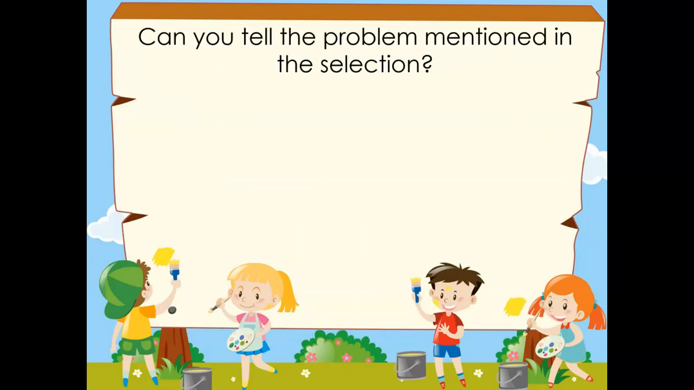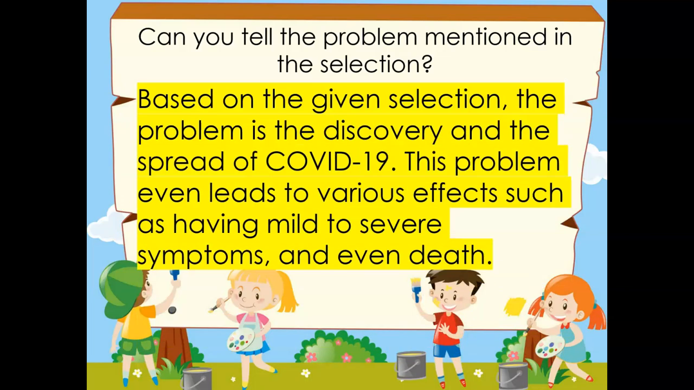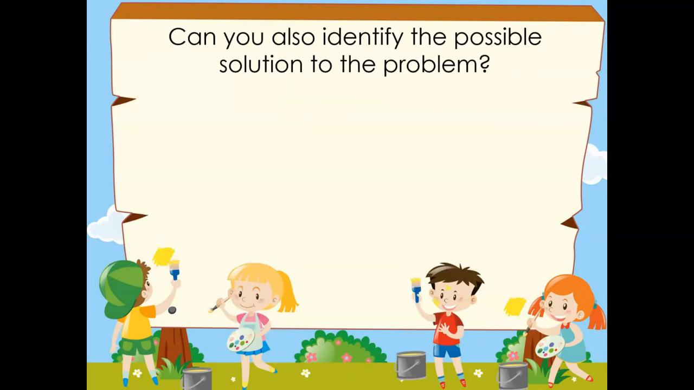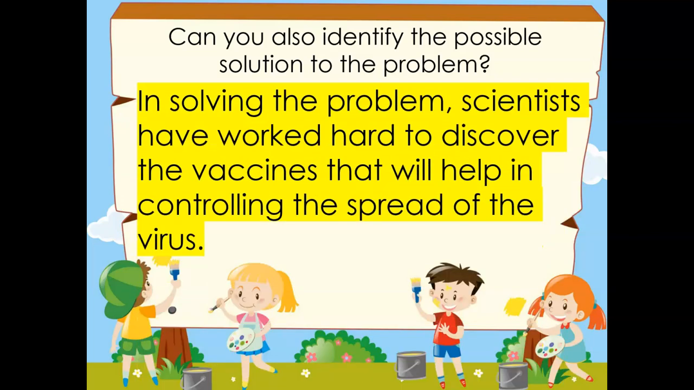So, can you tell the problem mentioned in the selection? Based on the given selection, the problem is the discovery and the spread of COVID-19. This problem even leads to various effects such as having mild to severe symptoms and even death. So, this is our problem in this selection. And can you identify also the possible solution to the problem? Based on that story, in solving the problem, scientists have worked hard to discover the vaccines that will help in controlling the spread of the virus.